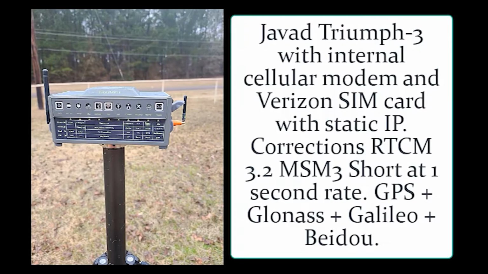I'll also be using a Javad Triumph 3 with internal cellular modem and Verizon SIM card with static IP. The corrections are RTCM 3.2 MSM3 short, transmitted at a 1-second rate. The Triumph 3 is also tracking GPS, GLONASS, Galileo, and Beidou.